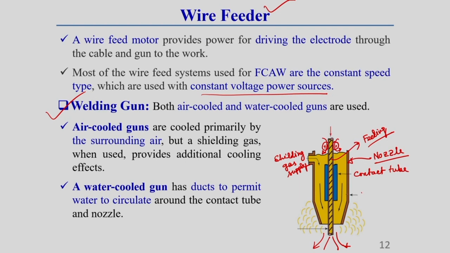Actually, this nozzle can be air cooled type of nozzle, or this nozzle can be water cooled type of nozzle. What I am telling, understand? So, the nozzle can be air or water cooled type. These things you should keep in mind, because in case of air cooled type of nozzle, if we use this shielding gas supply, this shielding gas also helps to cool this nozzle. And a water cooled type of nozzle generally has a duct which permits water to circulate around the contact tube as well as nozzle, then it cools this nozzle or this welding gun.